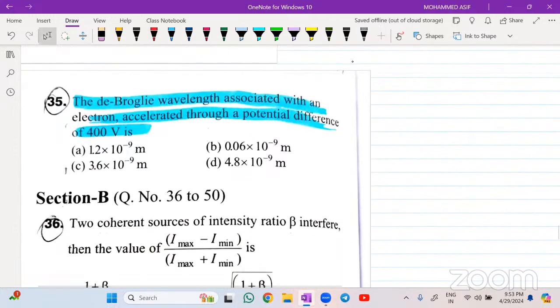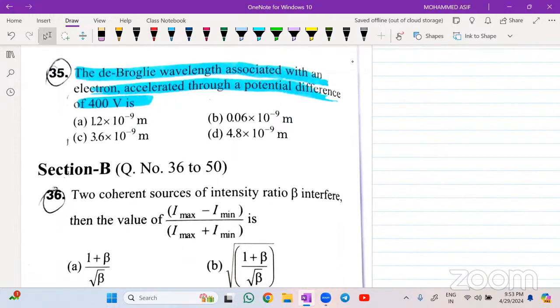35. The de Broglie wavelength associated with an electron accelerated through a potential difference of 400 volt will be equal to how much? I hope everyone can do this one, beta. How much potential is given to you? 400 volt, isn't it? So kinetic energy, half m v square, will be equal to E into stopping potential. What is the value of stopping potential given? 400 volt. So velocity will be equal to how much?